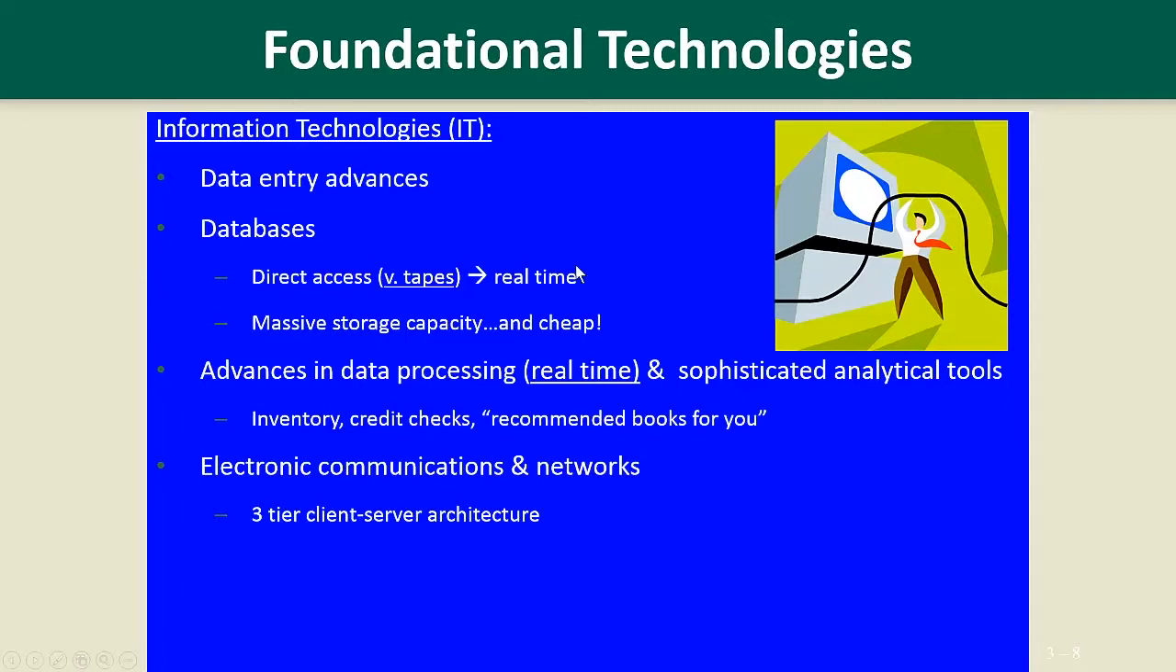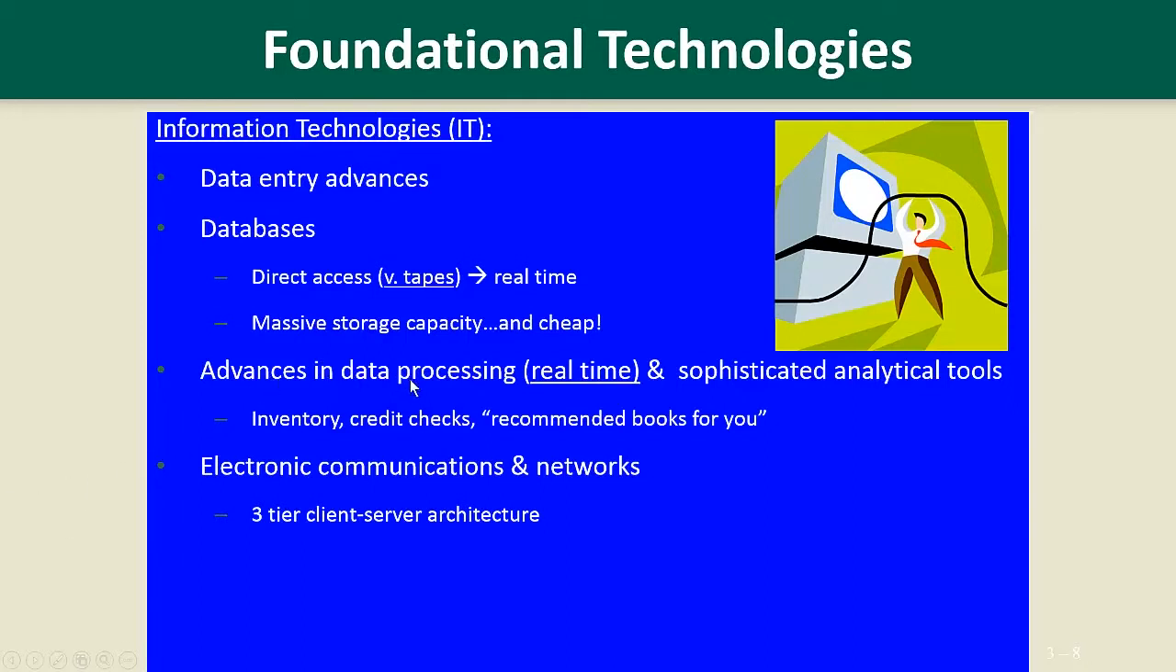We need real-time data. An example would be airline tickets. You want to know in real time what seats are available, what planes are full or not full. And this involved a technology change from sequential tapes to direct access disk like we use now. So these are real-time. Tapes are not real-time. Also, you need massive storage capacity at an affordable rate. We're getting rid of paper, remember, so now we've got to store everything digitally.